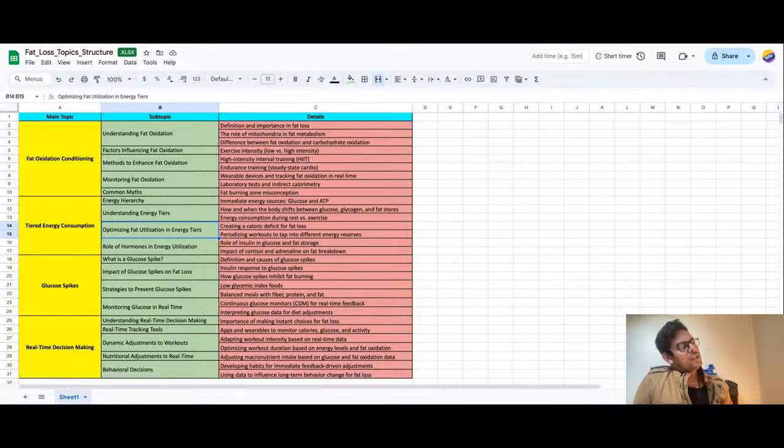So, what methods can you use to enhance fat oxidation? First is high intensity interval training, known as HIIT, also known as endurance training. This can improve both fat oxidation and fitness. Fasted cardio, or exercising on an empty stomach, is often debated. While it can boost fat oxidation, it's not for everyone. Your diet can also enhance fat oxidation. Low carb, high fat diets encourage the body to rely more on fat for fuel.